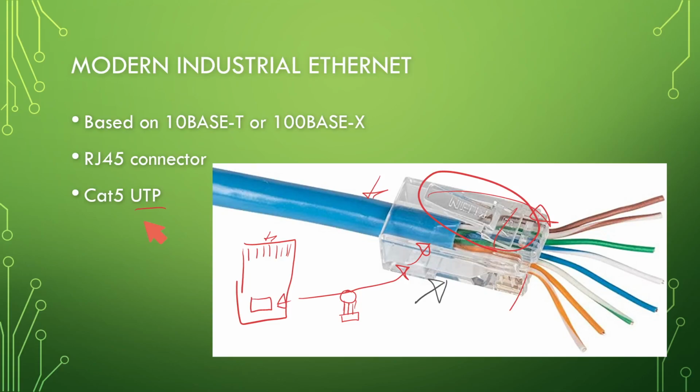Now, why is the unshielded twisted pair resistant to electromagnetically induced interference? You know what? Remember why?